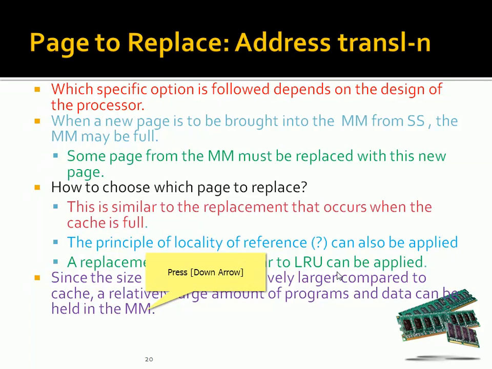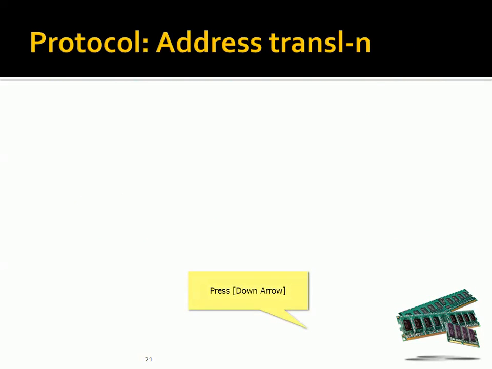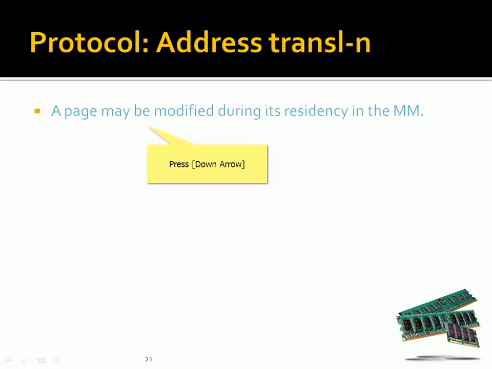Cache was too small, whereas main memory is a little larger. So a relatively large amount of programs and data can be held in the main memory. This minimizes the frequency of transfers between the secondary storage and main memory, right? That is an improvement towards the performance of the entire system.